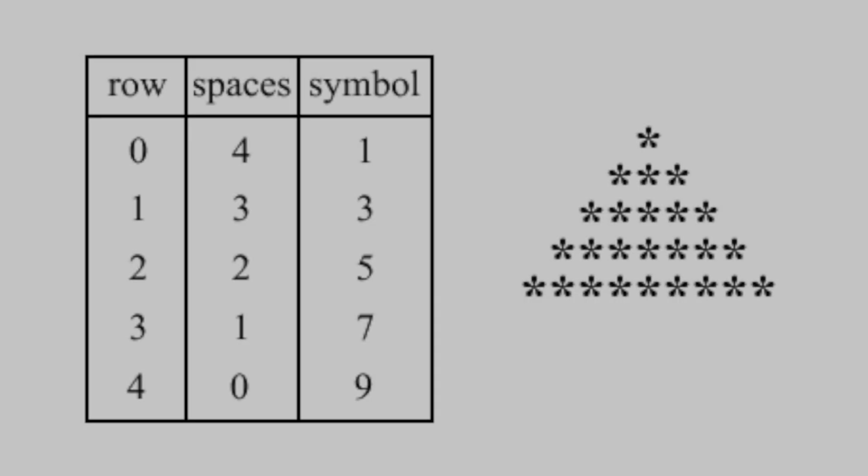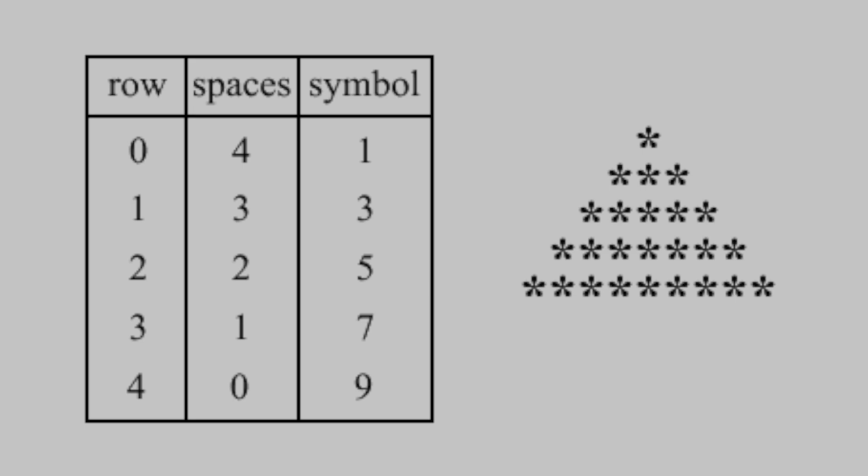First, let us analyze this pattern and see how many spaces and how many symbols are being printed in each row. So, here we can see that in the first row, that is the 0th row, there are 4 spaces and 1 star. In the second row, we have 3 spaces and 3 stars. So if we see the pattern, the spaces are being decreased and the number of symbols or stars is being increased. By observing this pattern, we can derive formulas for the number of spaces and the number of symbols in a row.